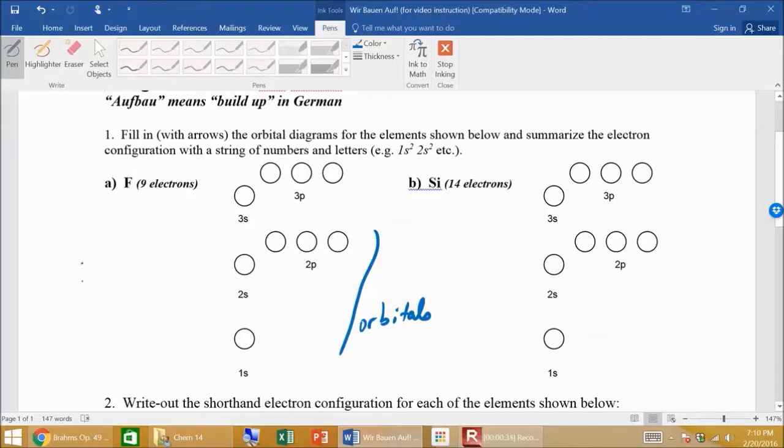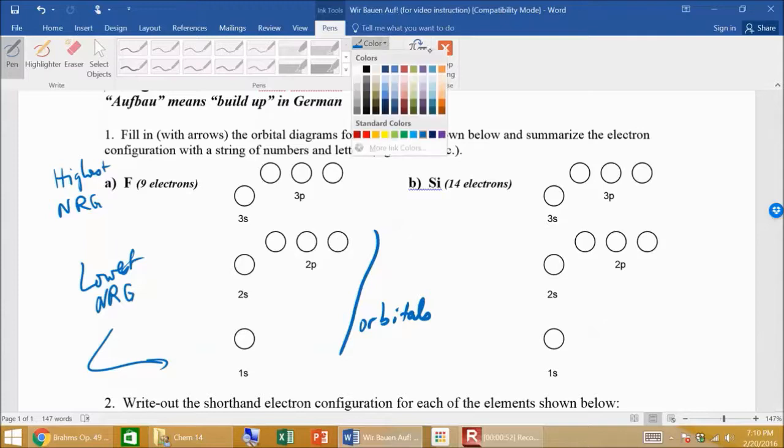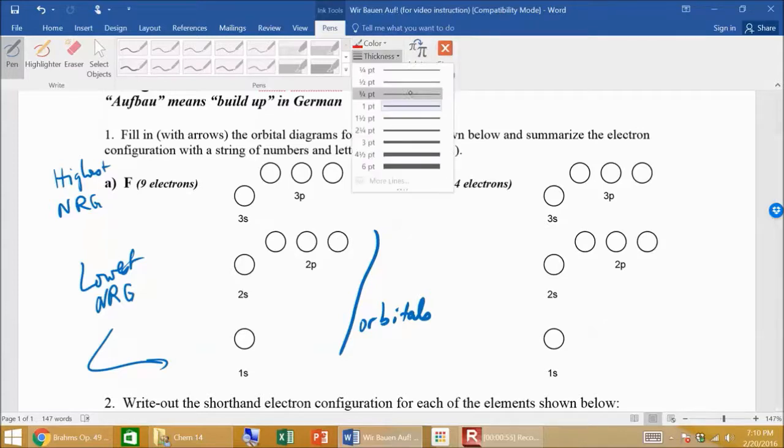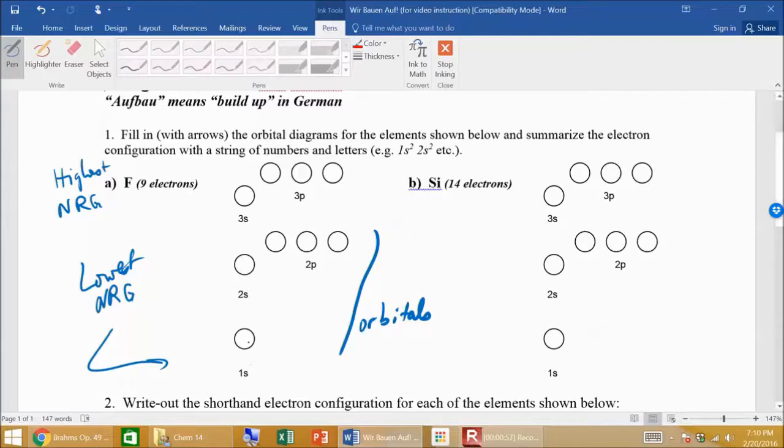Always go to lowest energy is the key, and these are arranged on the page so that lowest energy is down here and highest energy is up top. That means that when I actually place my electrons in these orbitals, I will start here. This is the lowest energy possible, and that's a spin up electron. I'm trying to place 9 total, so my second electron will also join in the 1s orbital.